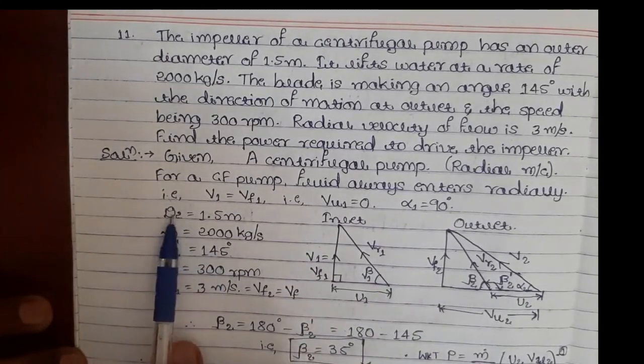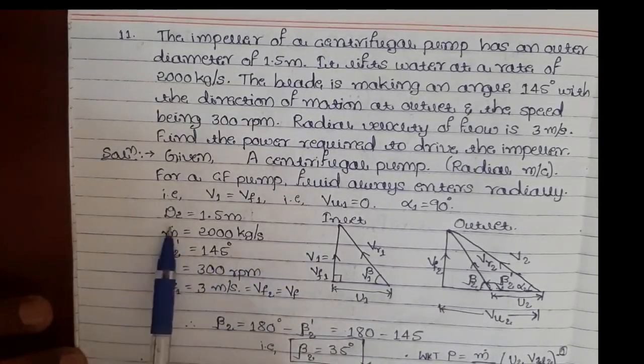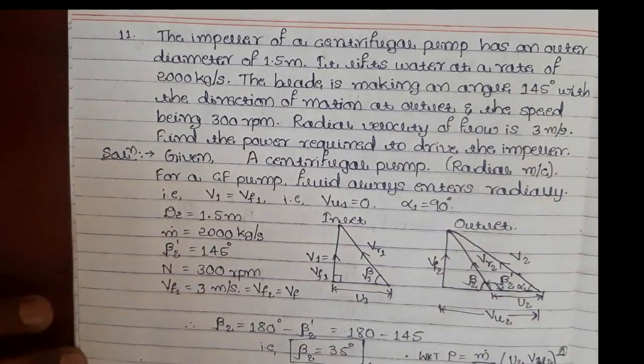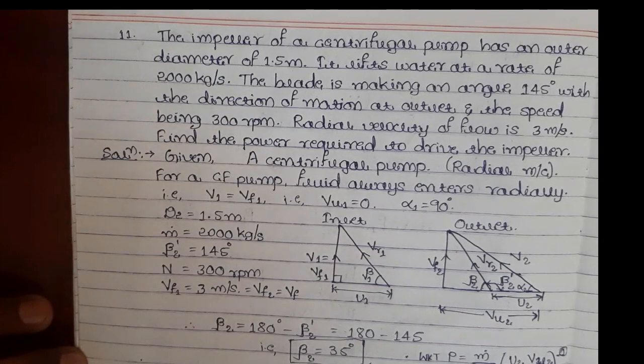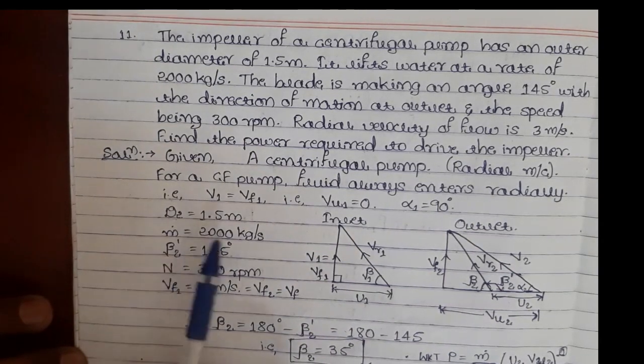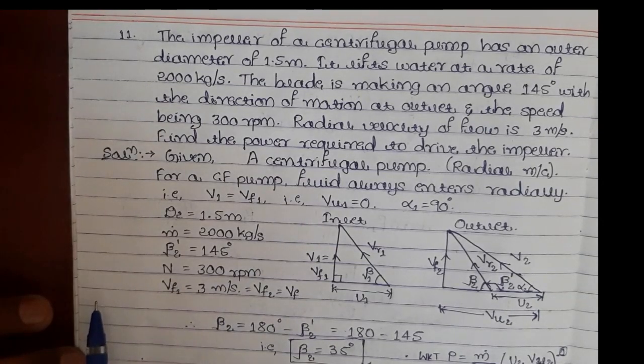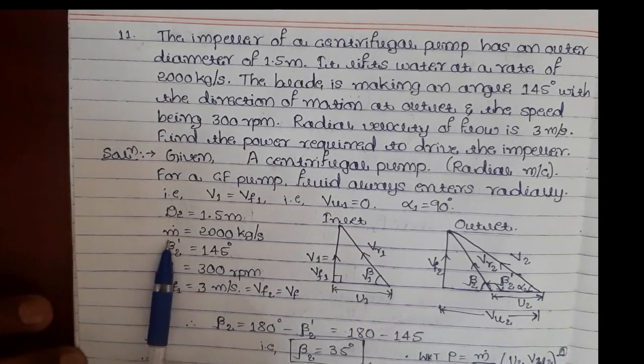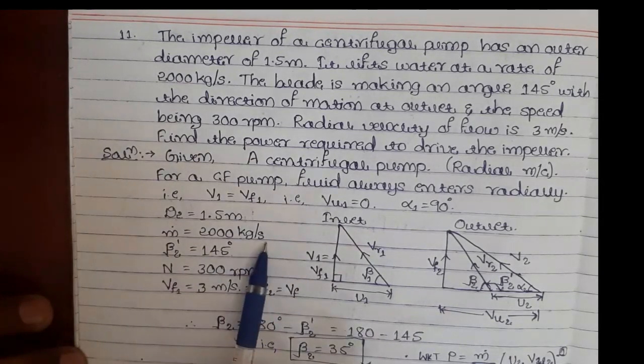And let us look at the data that are given here. So now we know that he says the outer diameter is 1.5 meter. That means in the pump the fluid enters at one radius and it is leaving at another radius. So here outer diameter is given, that therefore D2 is equal to 1.5 meter. Then he says the water is getting pumped at 2000 kg per second, and that is our mass flow rate, m dash, 2000 kg per second.